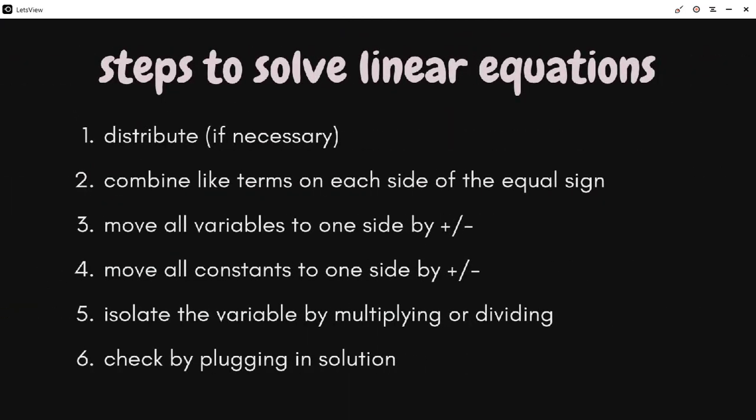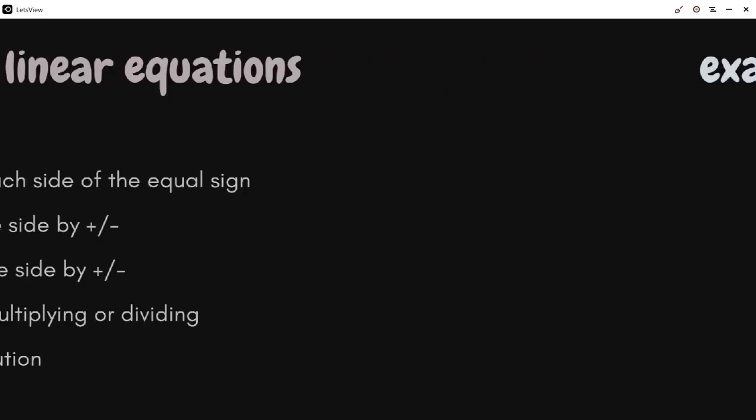So here are the steps. First, you'll want to distribute if necessary, so it'll kind of depend on the problem. Combine like terms on each side of the equal sign, and then you want to move all the variables to one side by adding or subtracting, and then move all the constants to one side by adding or subtracting. Then you'll want to isolate the variable by multiplying or dividing, or sometimes both. And then you want to check by plugging in the solution.